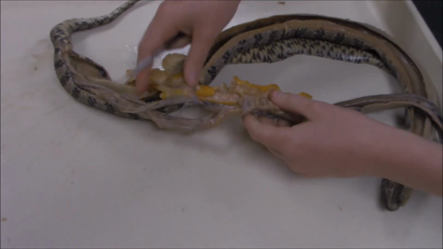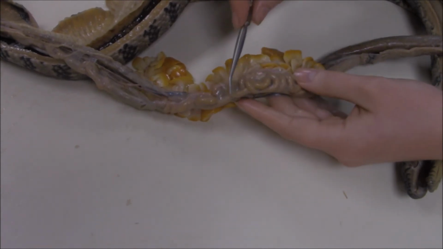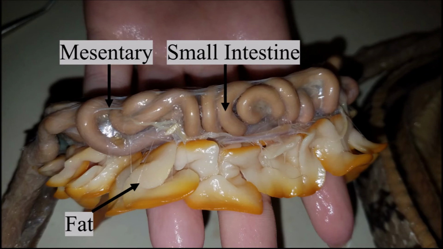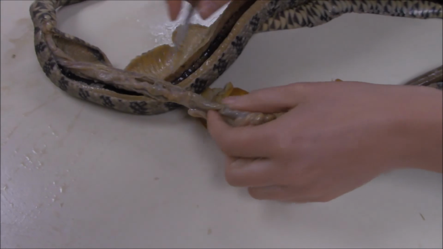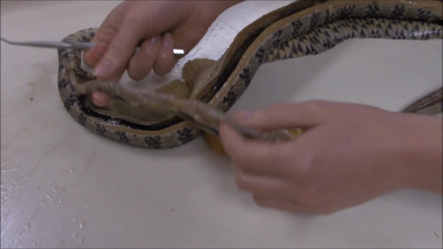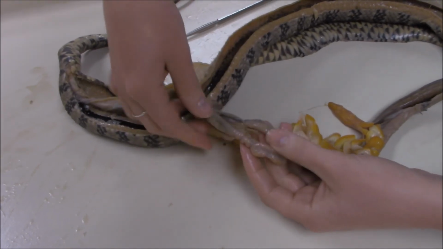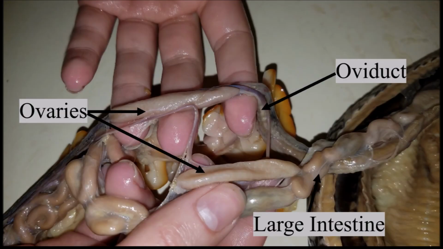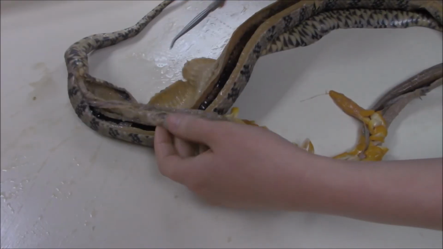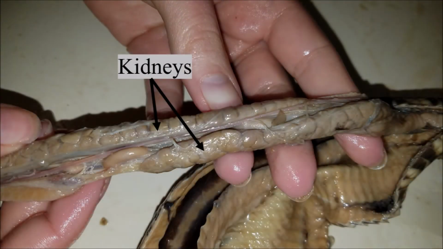Underneath all this fat, we go into the lower digestive system. So right here we have the small intestine, which is bound by a mesentery, and our large intestine. The large intestine is relatively small in snakes because of their diet. Next to our large intestine, we have our two ovaries. So these are the paired reproductive organs on this female snake, and they connect to the cloaca via oviducts. Here we have the large kidneys, which take up a good portion of space in the caudal end of the snake.